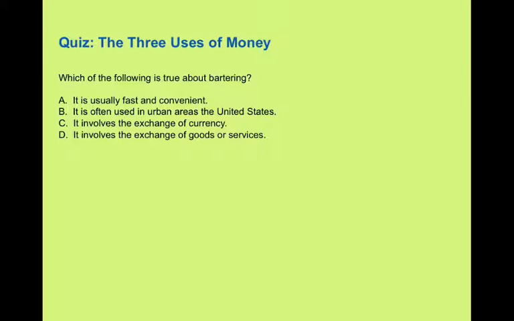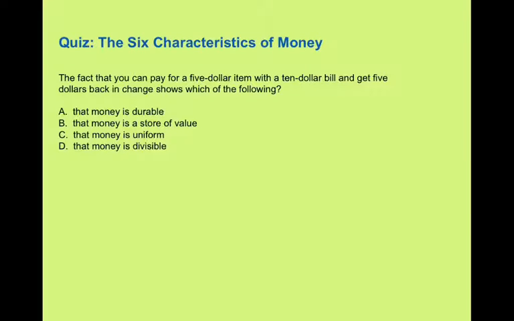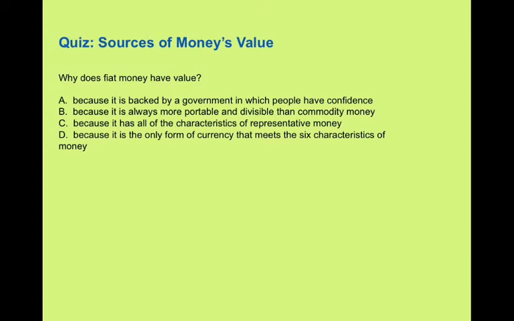So, see after you've completed this video and the Pearson activities if you can answer these 3 questions. Which of the following is true about bartering? The fact that you can pay for a $5 item with a $10 bill and get $5 back in change shows which of the following? Why does fiat money have value?